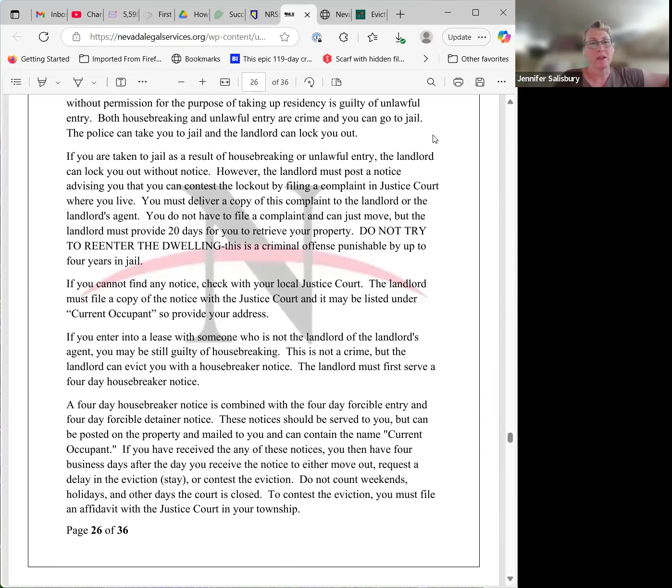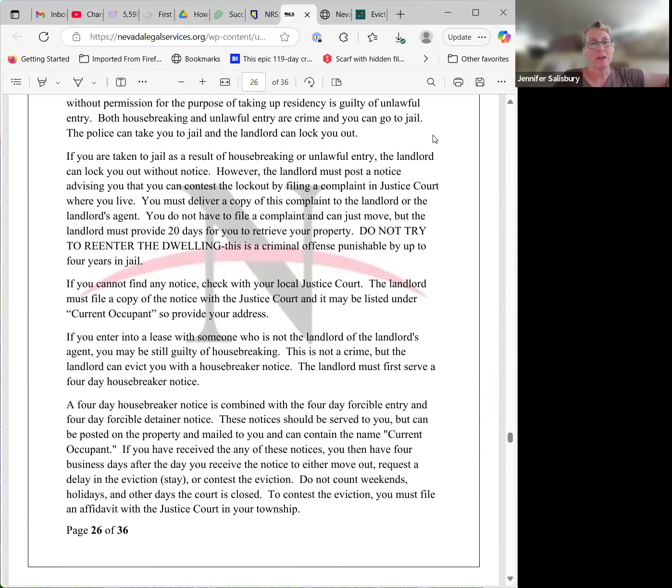If you cannot find any notice, wait a minute, next one. The landlord must file a copy of the notice for this housebreaker with a justice of the court and may list it under current occupant, so provide your own address, because you may not have any contact information or even the name of the person who's trying to break in and squat at your place here in Nevada. Interesting.